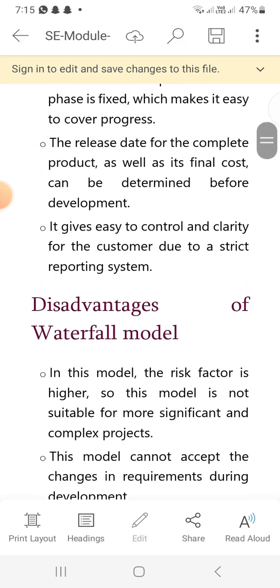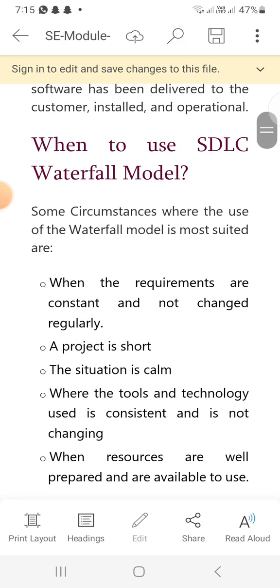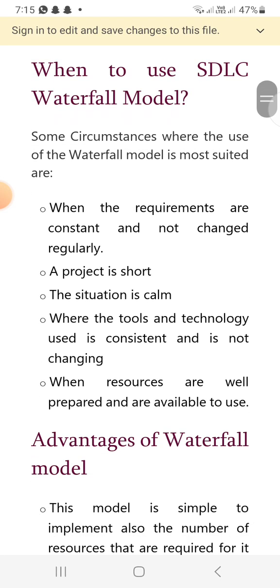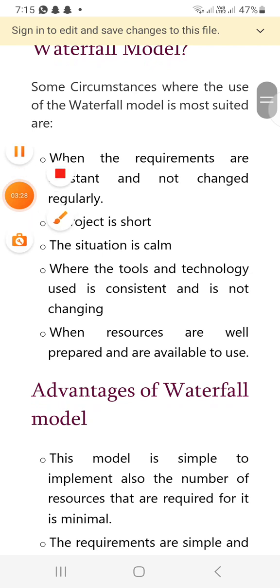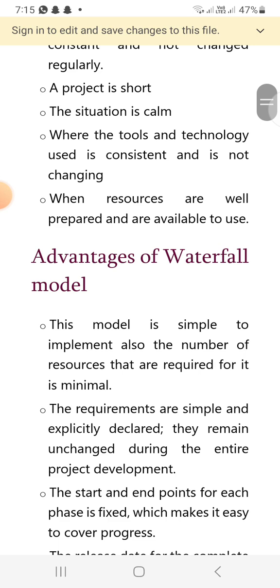There are some discussion topics which we discuss about the waterfall. What is the SDLC? And there are 5 to 4 steps which we discuss. When the requirements are constantly changed and the project is short, the situation is calm where the tools and technology used are consistent. So there are some advantages of the waterfall model.